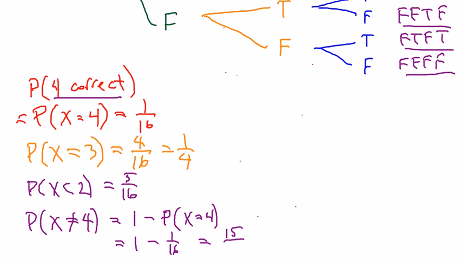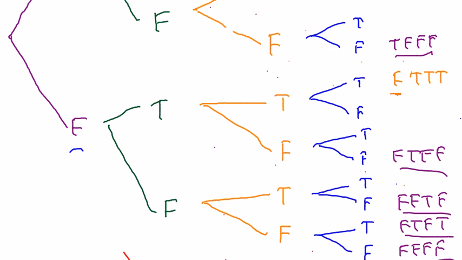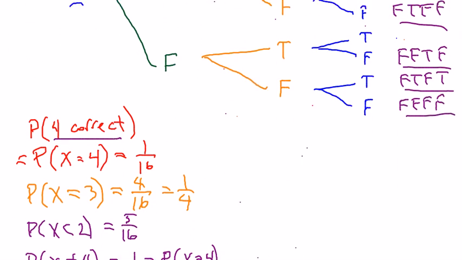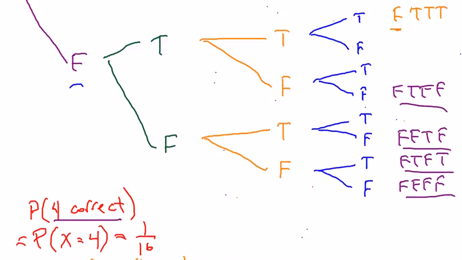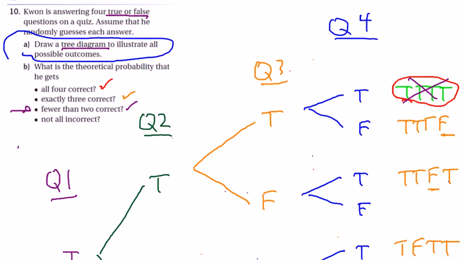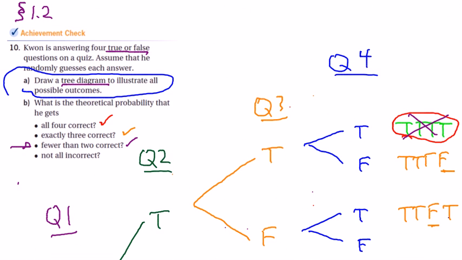Now, some of you might have just gone directly to 15 over 16 because you can count that there are basically 15 other branches. So that's fine. I just thought it was a good opportunity to talk about complementary events. And that's basically our solution to question 10 from section 1.2. We've got all of them covered, right?